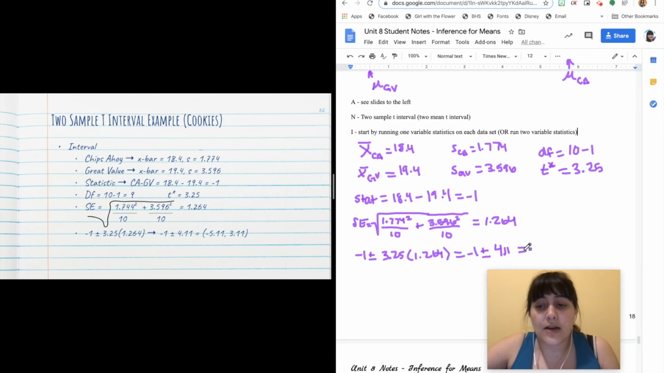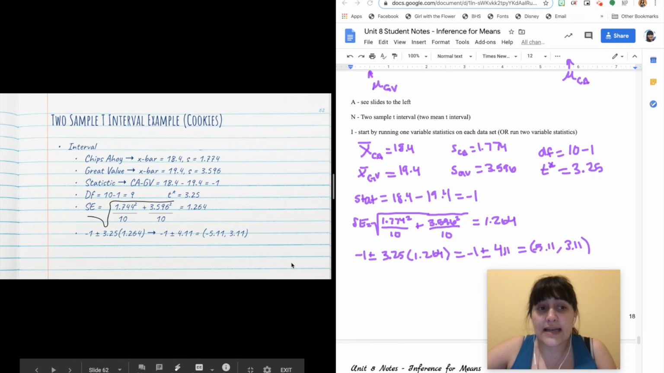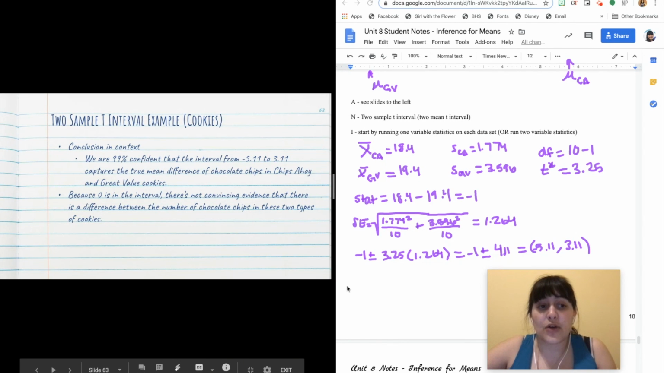So that's my plus minus form, right? I have it in both spots, and then I need to subtract 4.11 from -1, and add 4.11 to -1. When I did that, I got -5.11 as my lower bound and 3.11 as my upper bound. So that's my I step, that's my interval. And then the very last step is that C step, the conclusion and context.